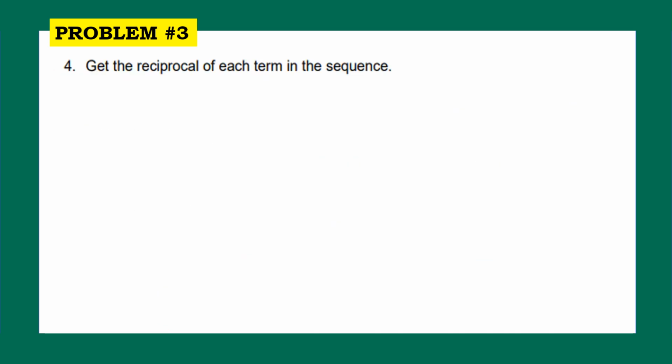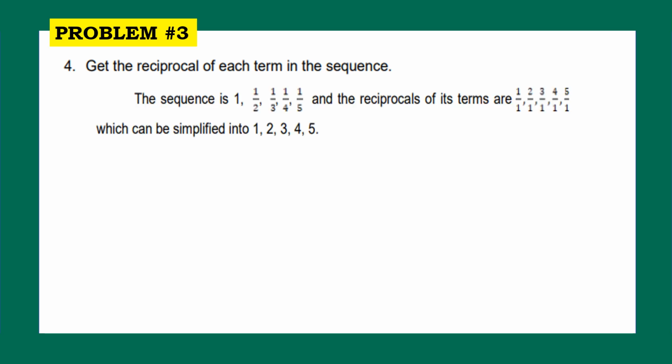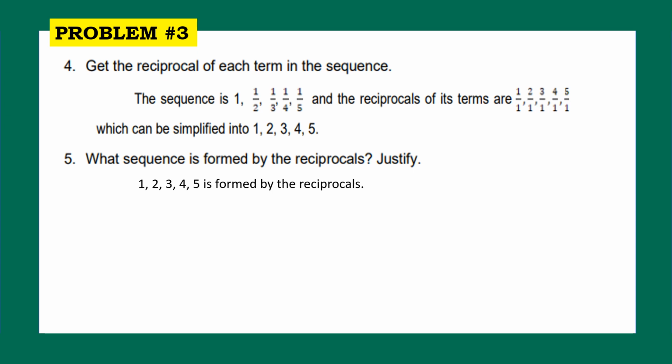Now, for question number 4, we get the reciprocal of each term in the sequence. So, the sequence is 1, 1/2, 1/3, 1/4, 1/5. And the reciprocals are simplified into 1, 2, 3, 4, 5. For question number 5, what sequence is formed by the reciprocals? So, we have 1, 2, 3, 4, 5. These are the terms of the sequence formed by the reciprocals. So this is an example of an arithmetic sequence.